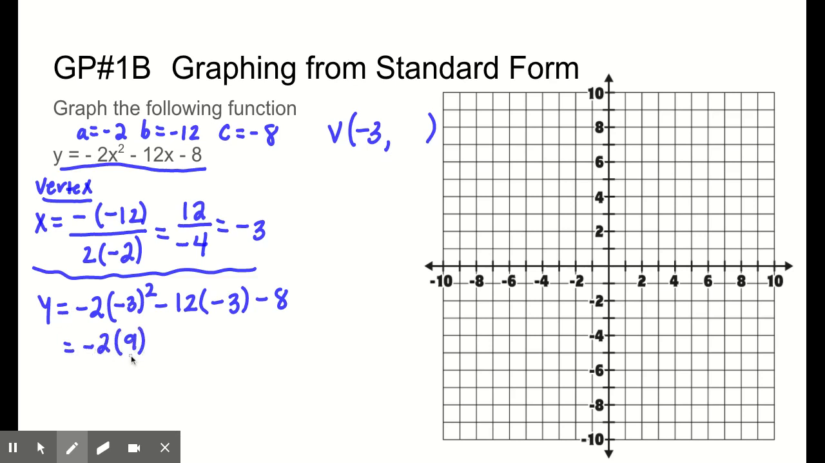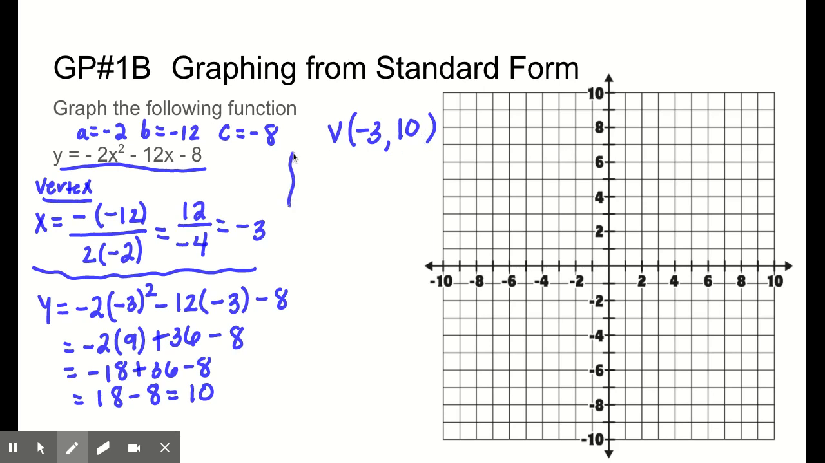So we have -2 times a +9. Now here we have a -12 times a -3. That's going to become a +36. -2 times 9 gives us a -18, plus 36 minus 8. -18 plus 36 is a +18, minus 8 gives us a +10. So the y value of our vertex is 10. So our vertex is at -3, +10.